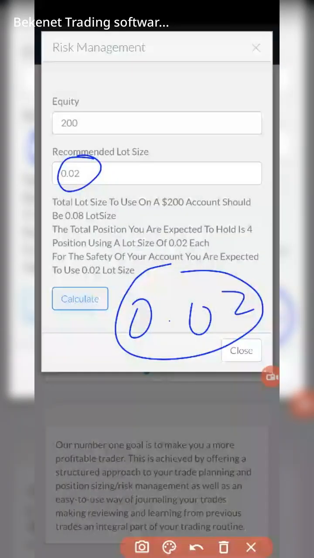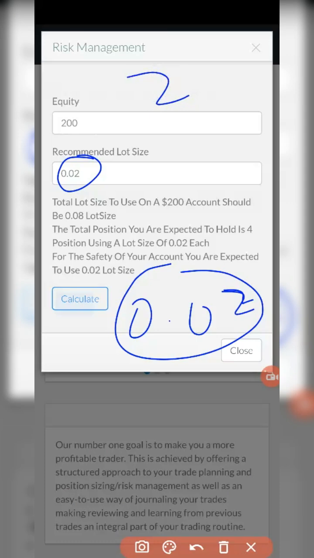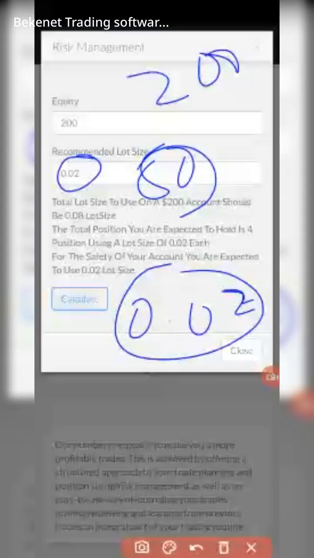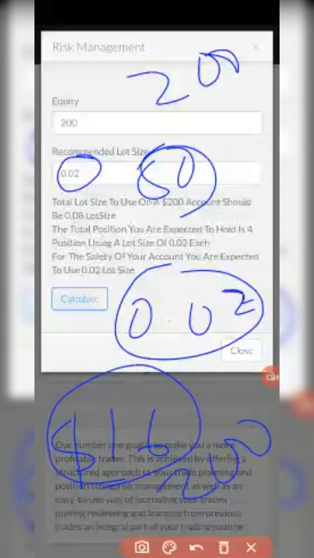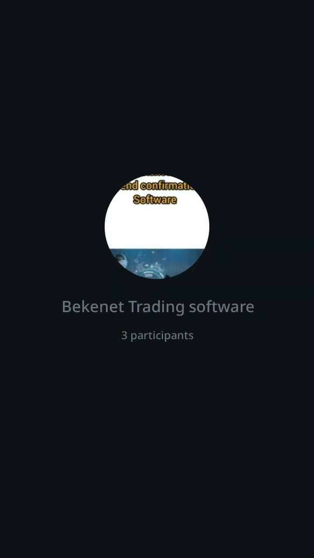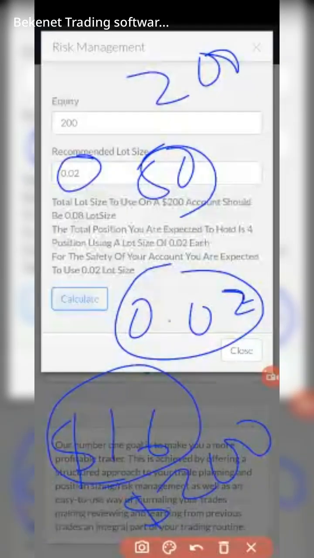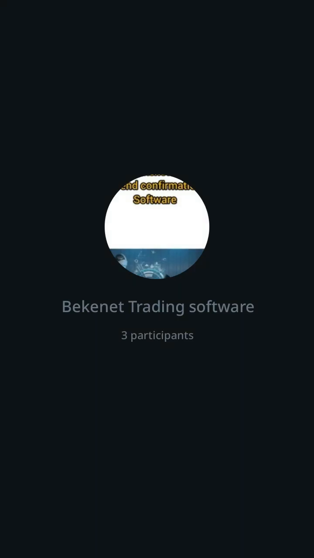Let's say, for instance, this is 0.02. I have $200. We are using 80 pips stop loss. If we hit it at 0.02, the highest I can lose here is $16. $16 will not affect my $200. I still have $184 left to trade. And with the system, out of 10 trades, you'll be able to win like 7. So even if I lose 3, for the remaining 7, I still have enough equity to trade. So that's how we trade here.